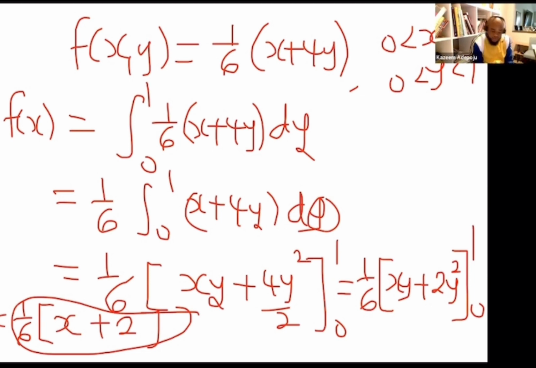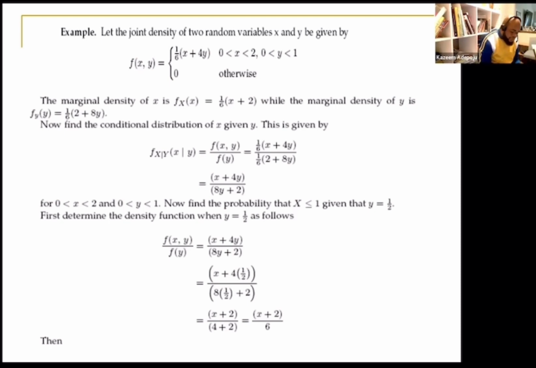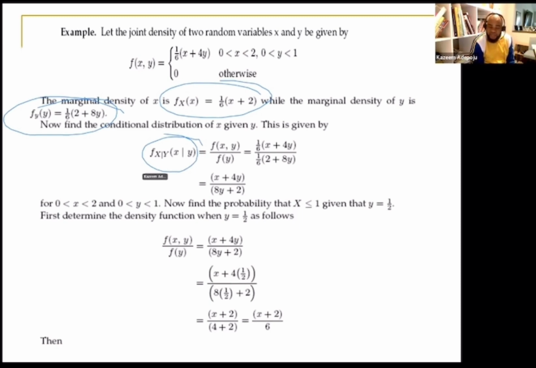You're also going to do the same for f of y. I'm going to stop my share now and share again, give me 1 second. Now take a look, that was how we obtained this here. When you follow that up and do that for f of y, that is what you're going to get. When you have f of x and f of y, it should be very easy for you to get f of x given y.